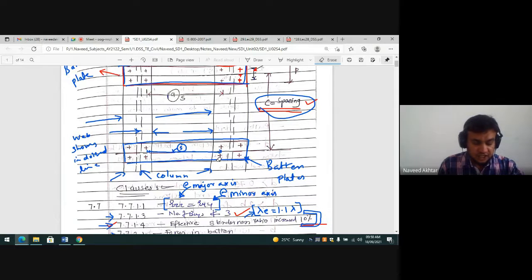So this is design of compression member and column, and unit number two is over. Now from unit number three, we will go for eccentrically loaded column. If eccentric loading is there on the column, we will go for design of column bases in unit number three. It is a very important unit because in the exam around 10 marks example is asked for design of eccentrically loaded column.